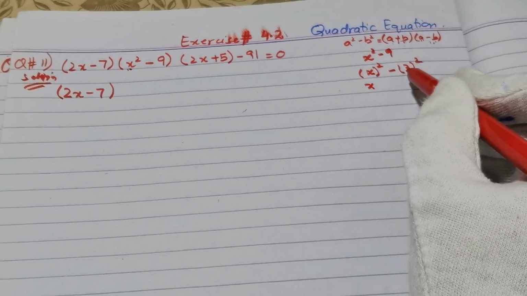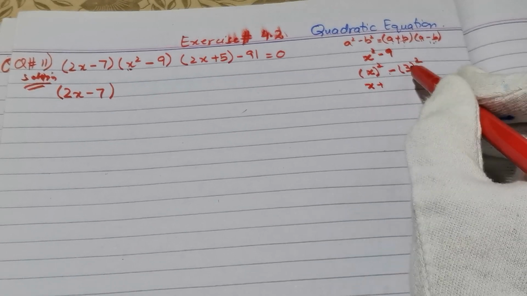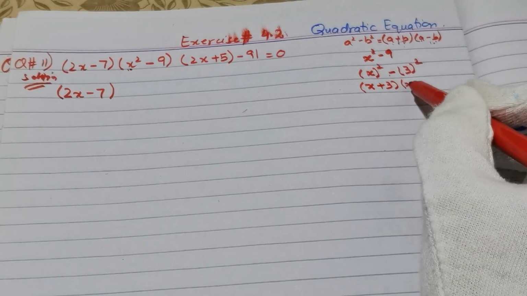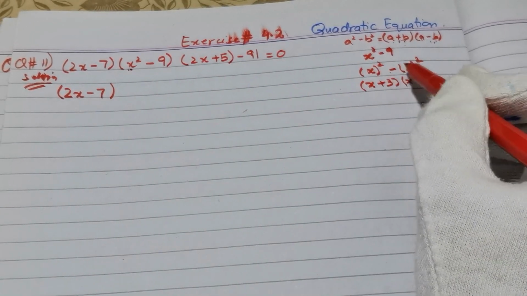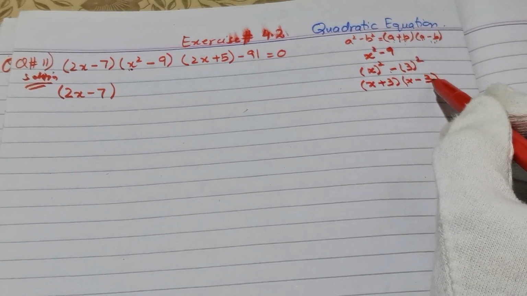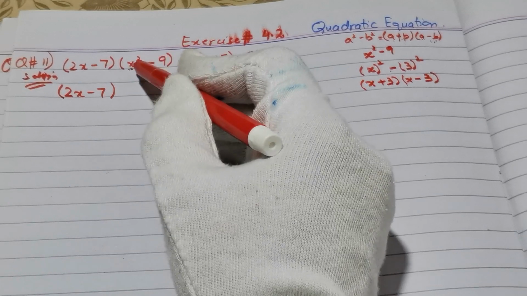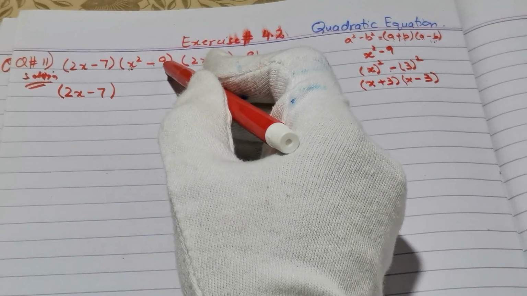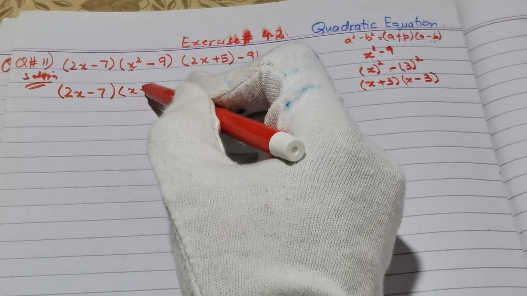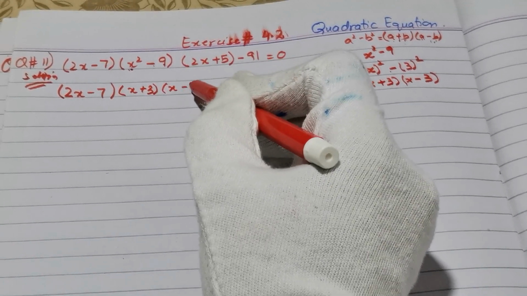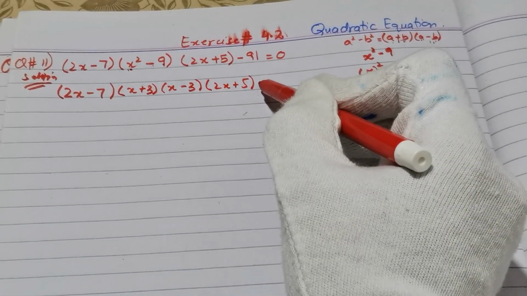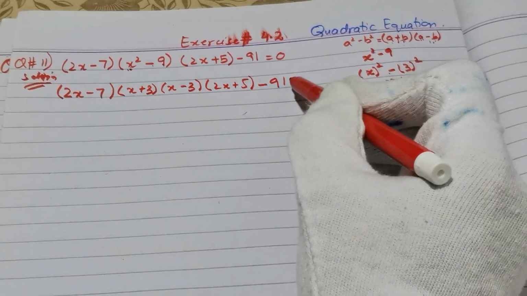So x is positive. First of all, we'll take b, which is 3, with positive sign, and next time we'll take b with negative sign. So (a plus b) into (a minus b). Here we can easily see that a square minus 3 square becomes (a plus b) into (a minus b), and (2x plus 5) as it is, minus 91 equal to 0.